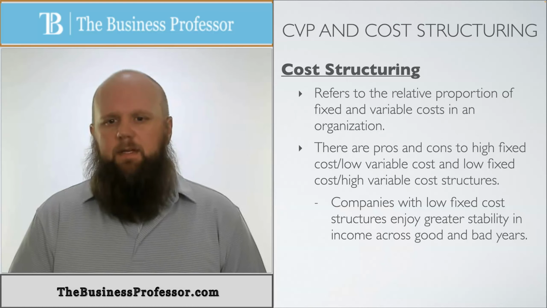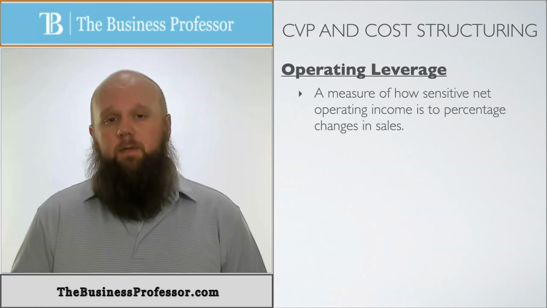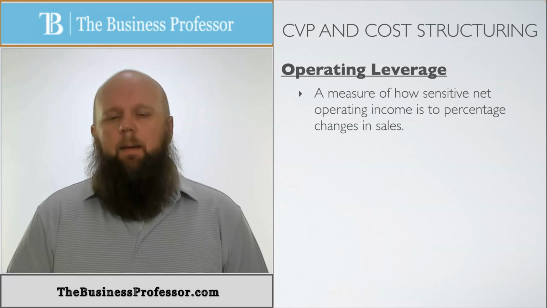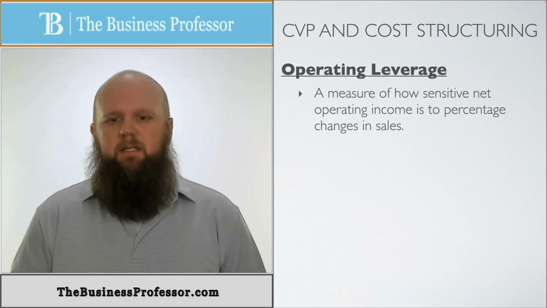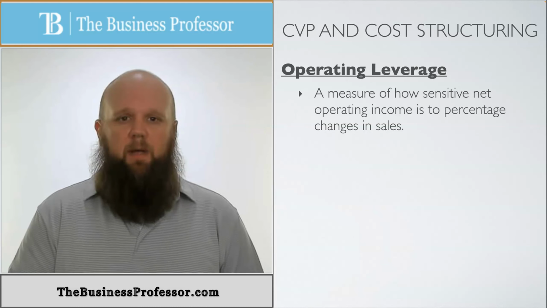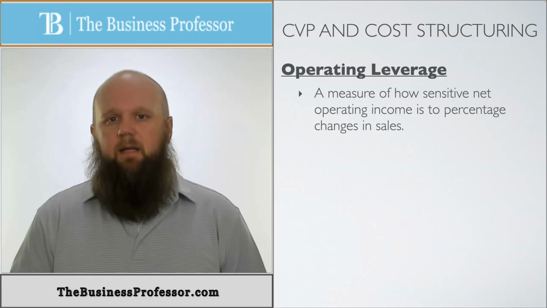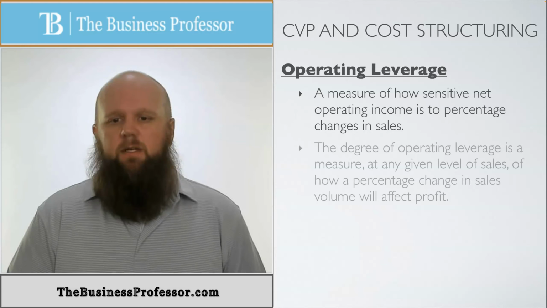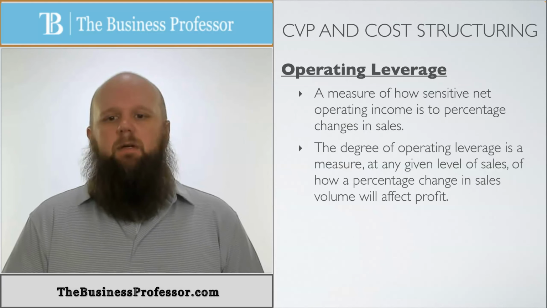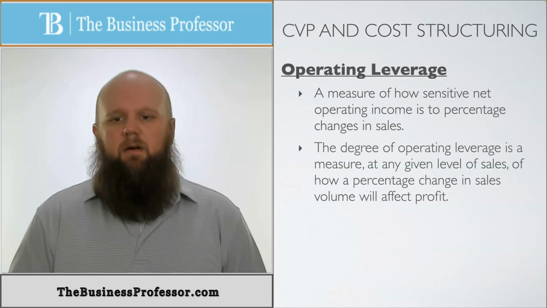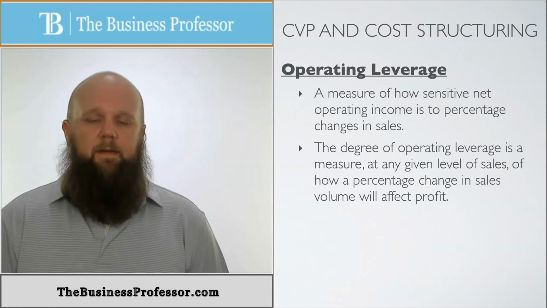So let's look at an example of this. Or excuse me, let's talk about operating leverage first. Operating leverage is the measure of how sensitive net operating income is to the percentage of change in sales. This is how we measure which one's risky and which one's not, and the outcome of this risky decision, what it could be. The degree of operating leverage is a measure at any given level of sales of how a percentage of change in sales volume will affect the profit.